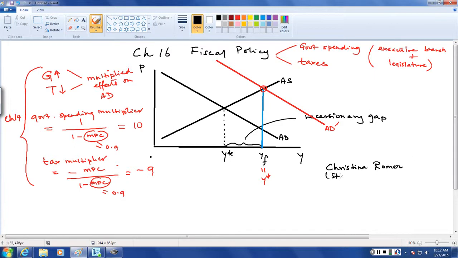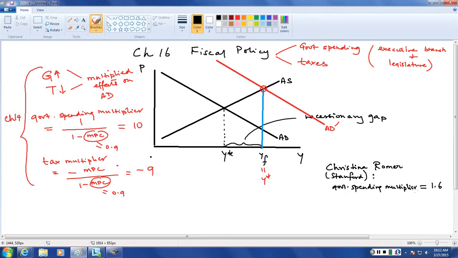Christina Romer is a professor of economics at Stanford. She was also chair of the President's Council of Economic Advisors. I'm not sure if she's still the chair, but she used to be, certainly. According to Christina Romer's estimates, the government spending multiplier was nowhere near 10. It was more like 1.6. More than 1, but certainly not anything like 10.